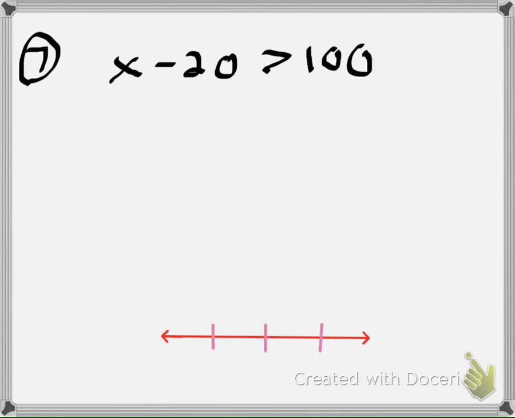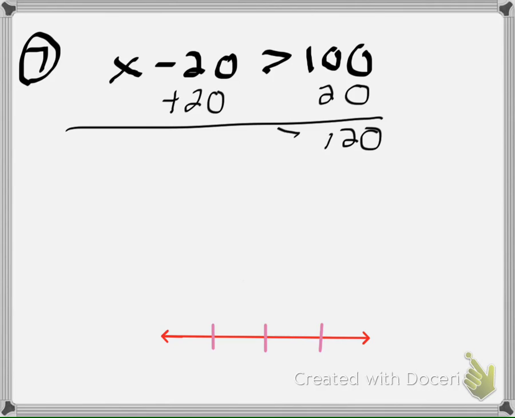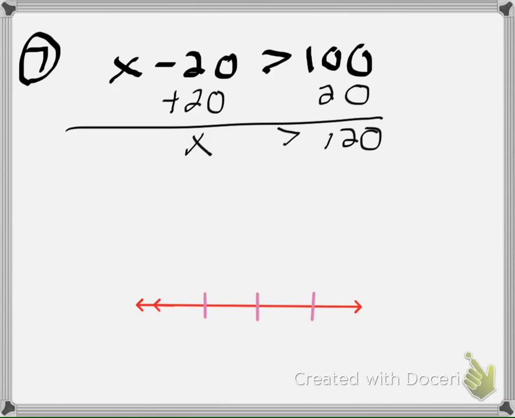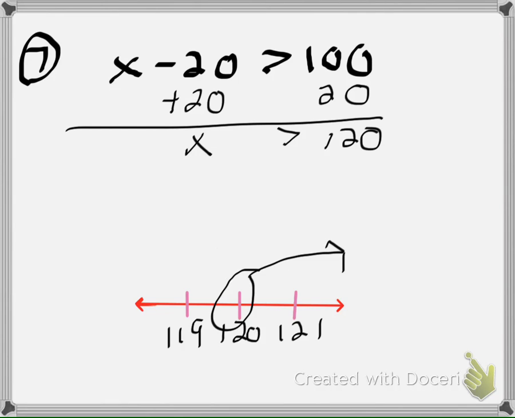Number 7. Again, I want you to go ahead and shut the video off, do the problem, and turn it back on. Okay, add 20 here, add 20 here. This is 120. Bring your sign down, x, 120. I'm going to bring this up for a minute. It's so close to the bottom, a little hard to do. Okay, so 120, 121, 119. This says greater than. Numbers that are greater than 120 are to the right. I don't fill it in because it doesn't have an equal to sign.